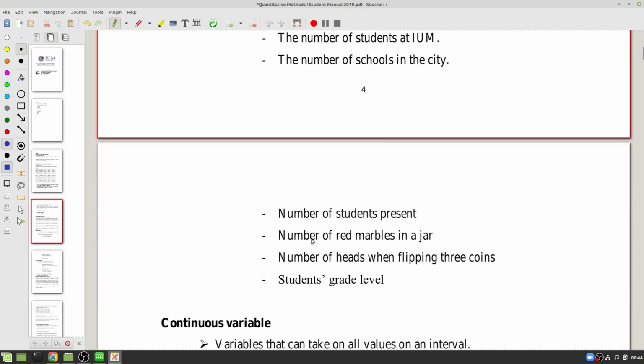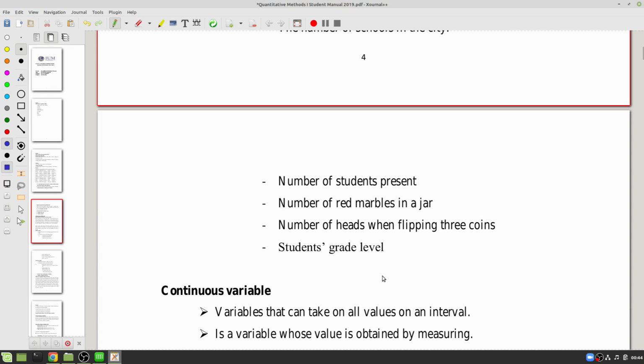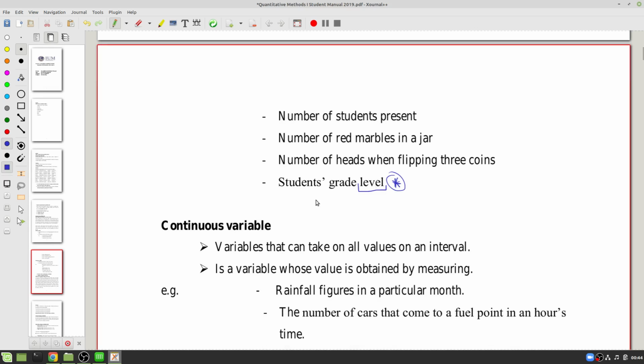Number of students present, number of red marbles in a jar, number of heads when flipping 3 coins, students' grade level. Now this is important, the grade level, right? This is sort of an interesting one. Let's just make a star at this one. So you can't count a grade level, but that's something to take into account there. Maybe go see if you can do some research on your own and see why this would count as a discrete variable.